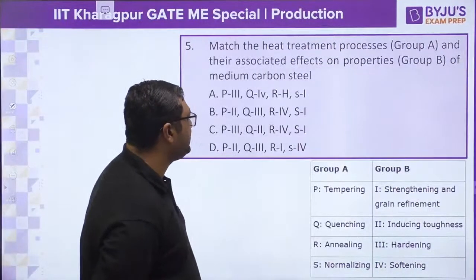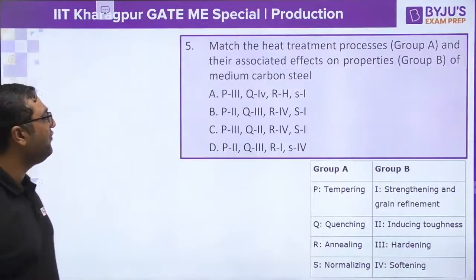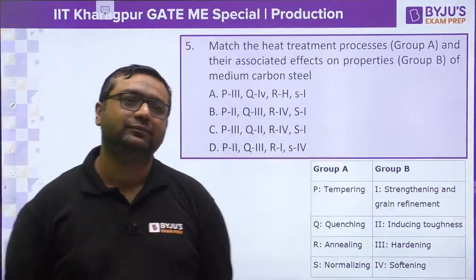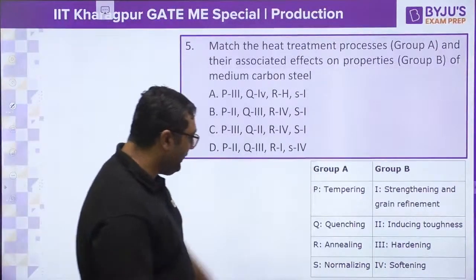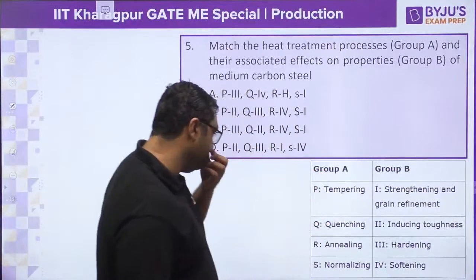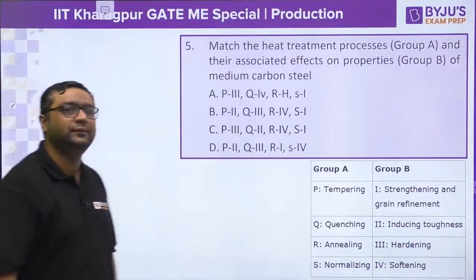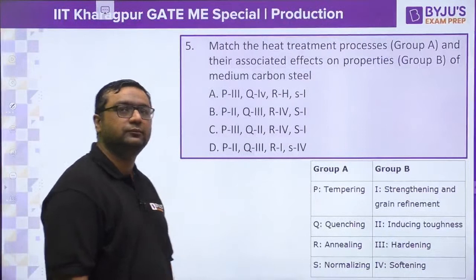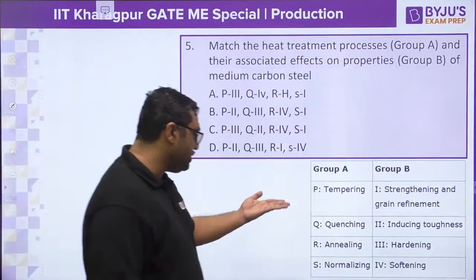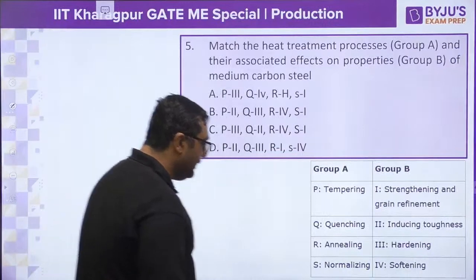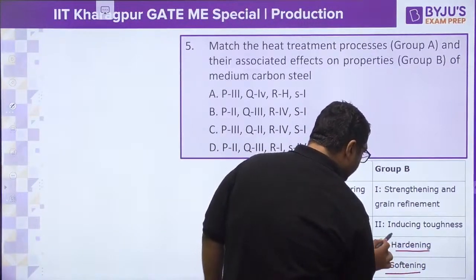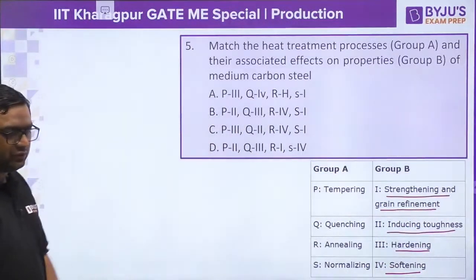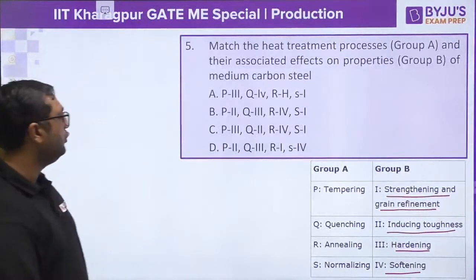Match the heat treatment process, Group A, and their associated effects and properties, Group B, of medium carbon steel. Tempering, quenching, annealing and normalizing. On the right hand side, it is hardening, softening, inducing toughness, strengthening and grain refinement. What would be the right answer?